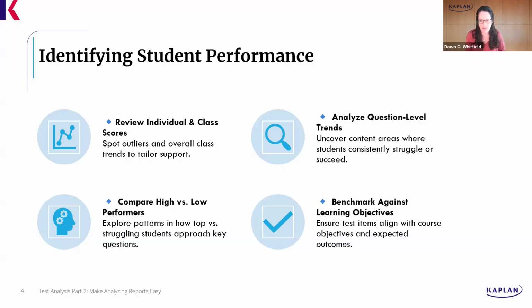Another component is to compare high versus low performers. This helps us to understand performance gaps. For example, did high performers miss the same questions as low performers? If not, it may indicate specific understanding of test design issues. And lastly, benchmark against learning objectives. We finally want to always tie test data back to your course objectives. If students miss questions related to critical objectives, that's a signal that we need to reevaluate instruction, pacing, or even curricular design.